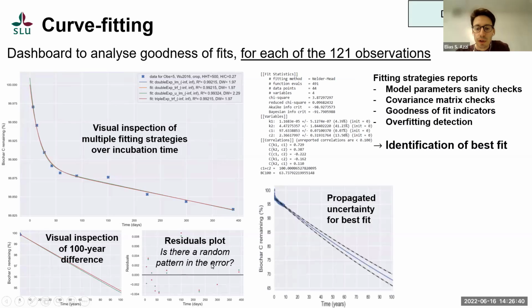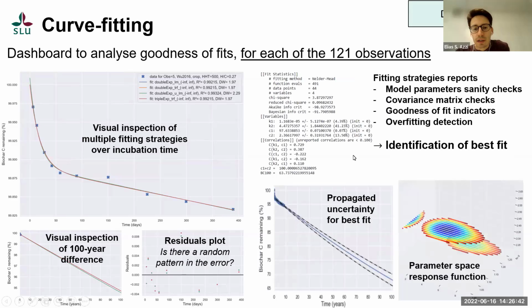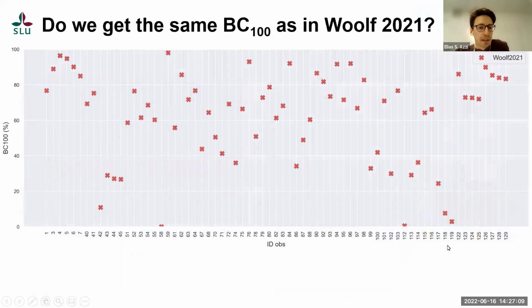And then we can do more advanced things like looking at the covariance matrix, calculating different kind of goodness of fit indicators that can help us detect overfitting situations. And when we do all these things properly, we can get to a best fit that we can use. We can calculate its uncertainty and also demonstrate the uniqueness of the solution by plotting these kind of weird figures here. I'm approaching to the end.